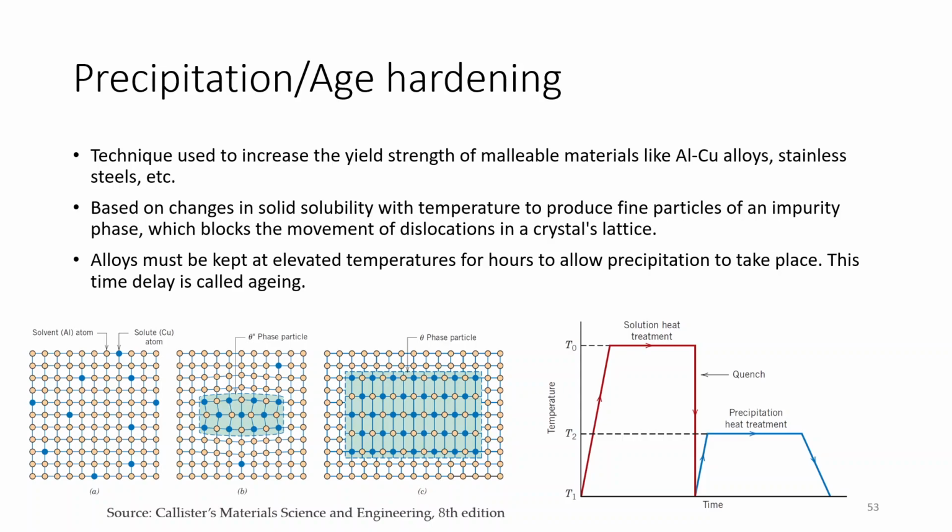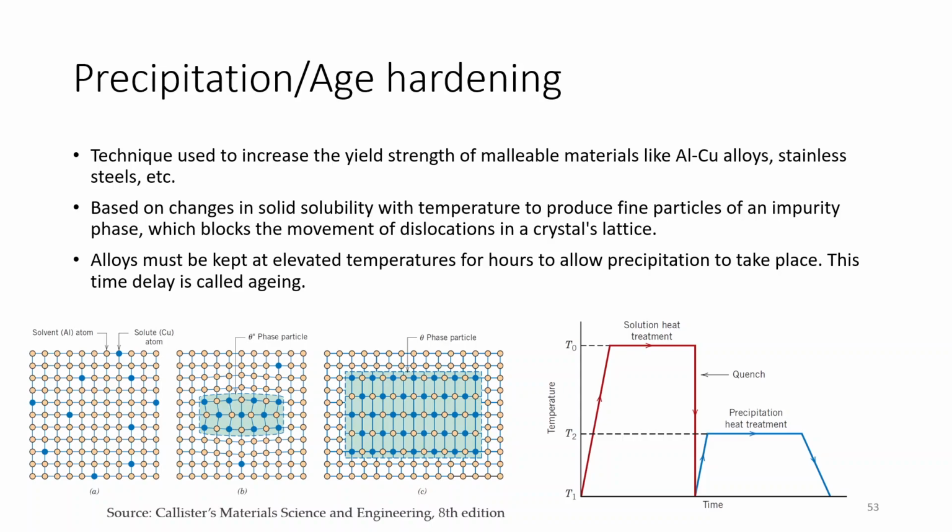Precipitation or age hardening. Now this is mainly seen in aluminum and copper type alloy systems, and also in some steels you see this precipitation hardening. So this is a technique that is used to increase the yield strength of malleable materials like aluminum, copper alloys, stainless steels, etc. It is based on changes in solid solubility with temperature to produce fine particles of an impurity phase which blocks the movement of dislocations in a crystal's lattice.